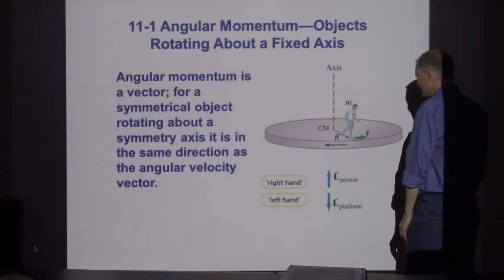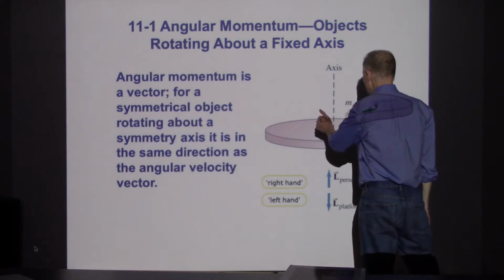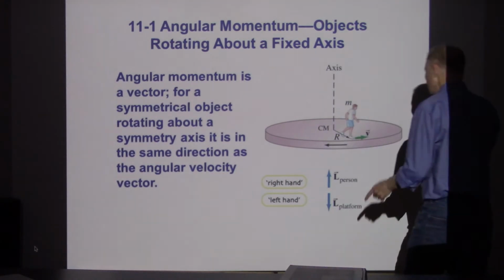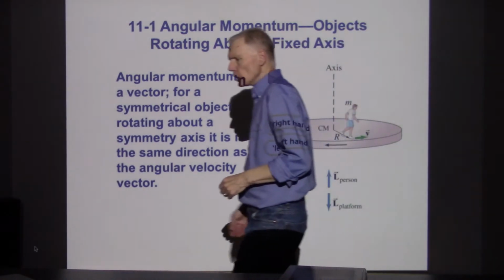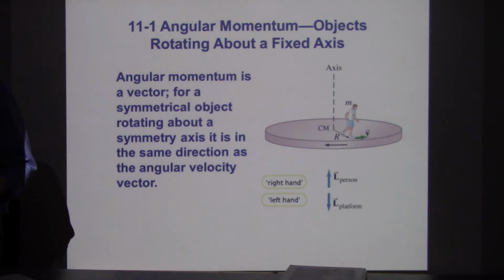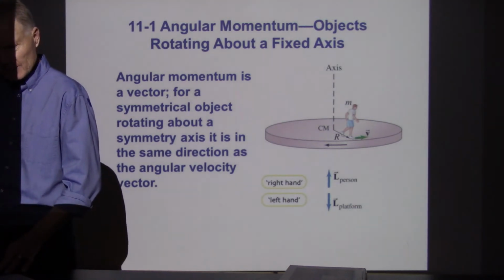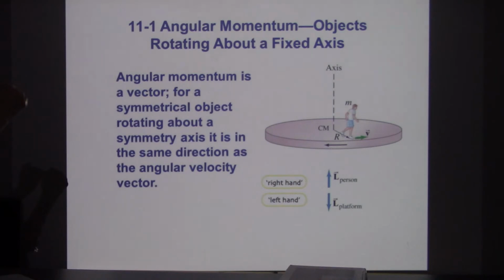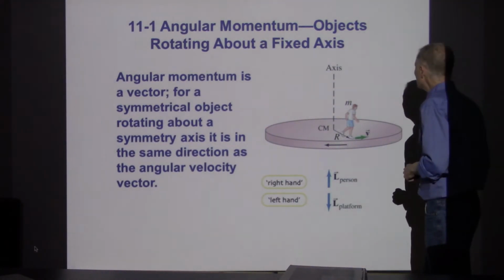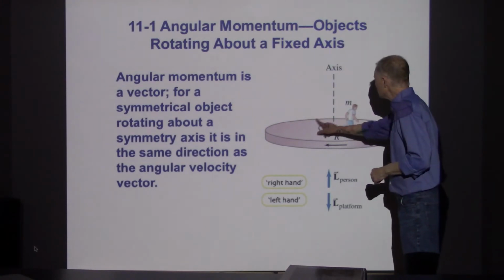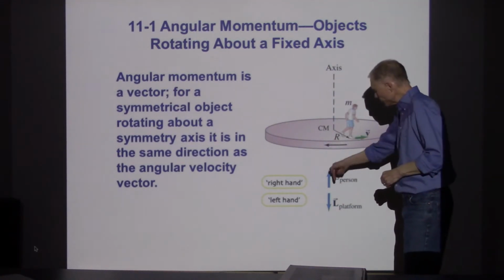If I put my fingers in the direction here, where it's left-handed, then the angular momentum is going to be in the opposite direction. So these two angular momenta are in different directions. Now, imagine the platform starting out at rest. If the platform's at rest and the person's at rest, then there's no angular momentum. But when the person begins to walk on this freely rotating platform, they begin to pick up angular momentum in this direction. So it's represented downwards.